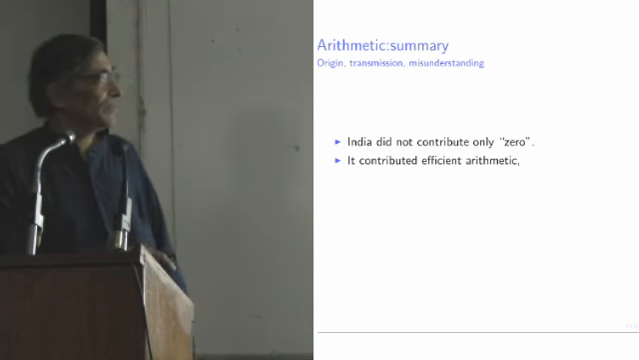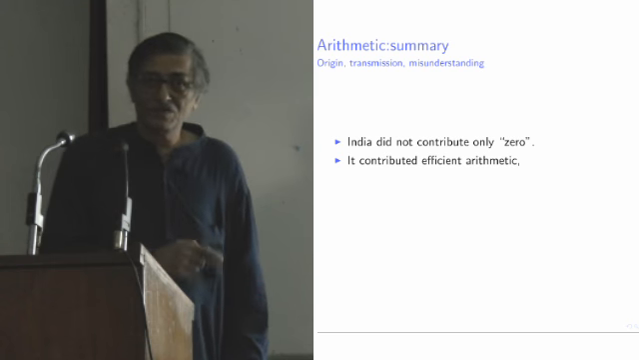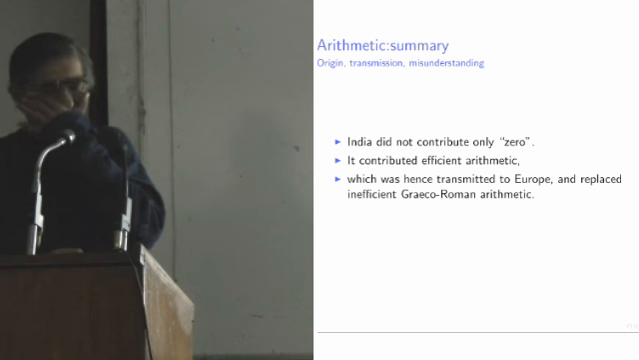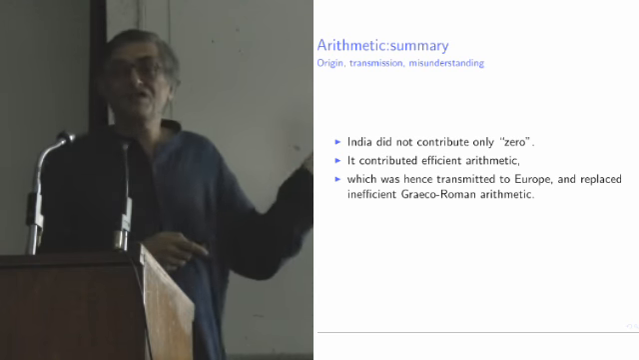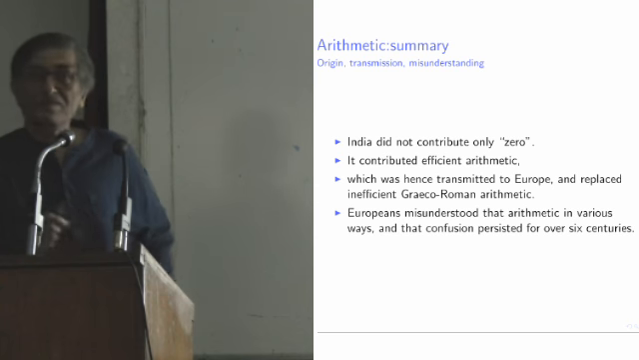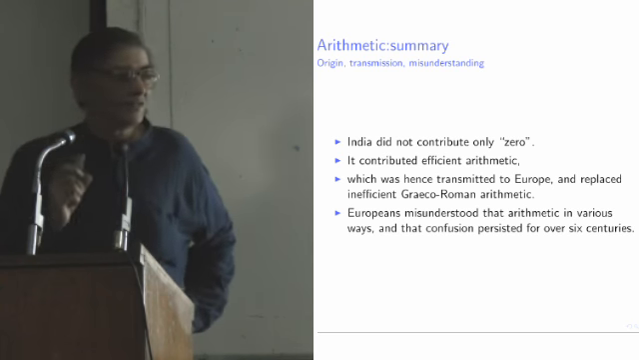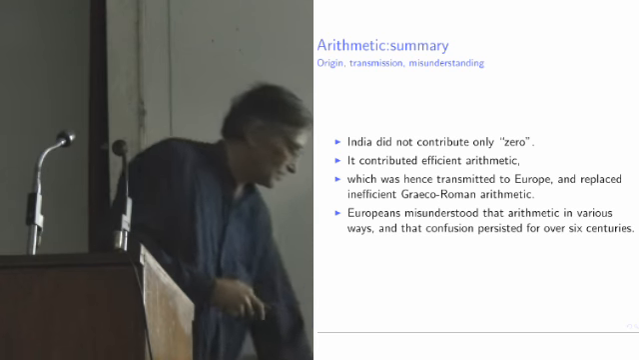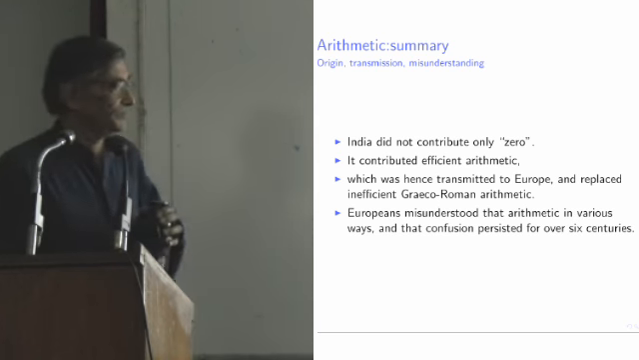So once more, the summary: India did not contribute only zero. It was efficient arithmetic that was transmitted and replaced efficient Greco-Roman arithmetic. And the important point is that Europeans misunderstood it. They took a long time to understand it, and that confusion persisted for more than 600 years.